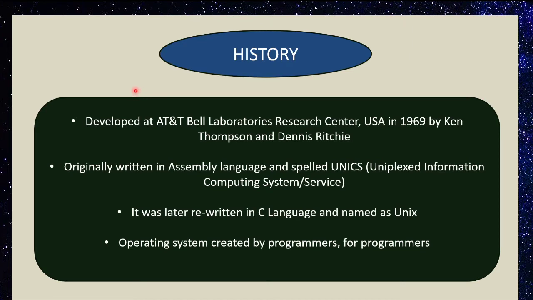Specifically, the UNIX operating system was developed in 1969 by Ken Thompson and Dennis Ritchie at the AT&T Bell Lab Research Center in the US. It was originally written in assembly language and spelled UNICS, Uniplexed Information Computing System, or Service. It was later rewritten in C language and named as UNIX. The operating system was created by programmers and intended for programmers.